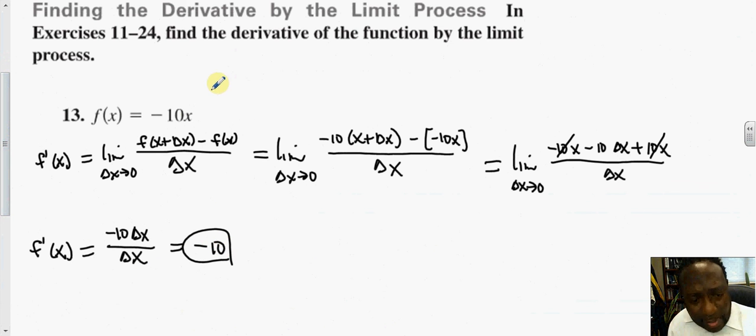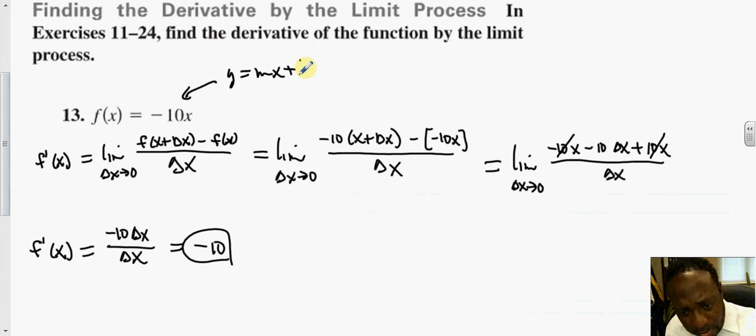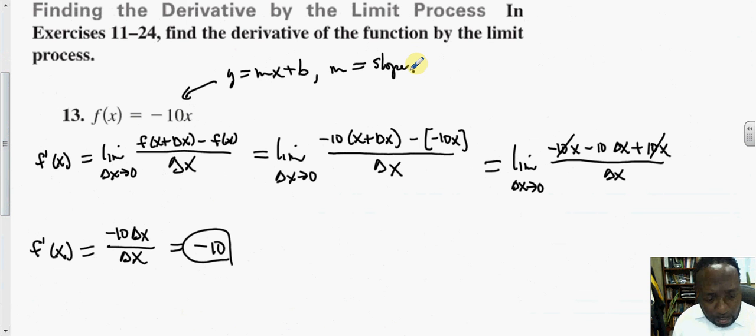Now you know that if the function is a straight line where y is equal to mx plus b, obviously the number m associated with x is the slope, right? And so it stands to reason that if this is negative 10x plus 0, where 0 would be the y-intercept, negative 10 is the slope. And that should make sense even by the definition of the limit as well.